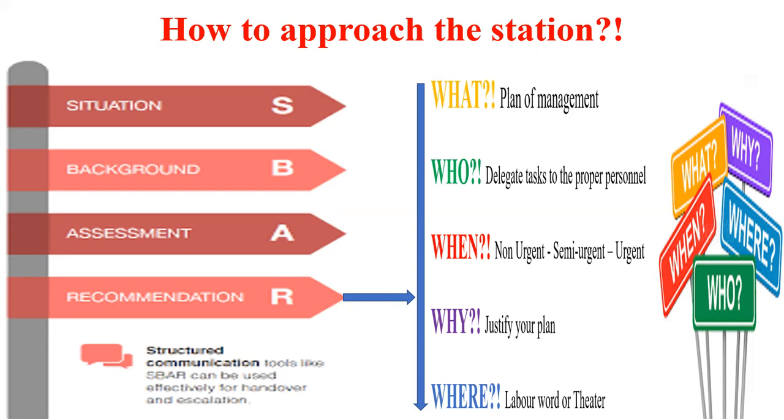So this is the easiest way to be organized and not to forget anything in the station and to go quickly, step by step. So situation and background from the board, assessment some from the board, and some you will ask your examiner or the labor ward coordinator, then the recommendation: what will be done, who will do this, when he will do, why he will do this, and where it will be done, either in the labor ward or in the theater or in the HDU.